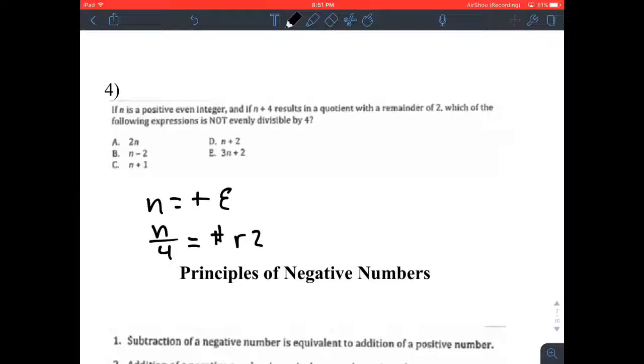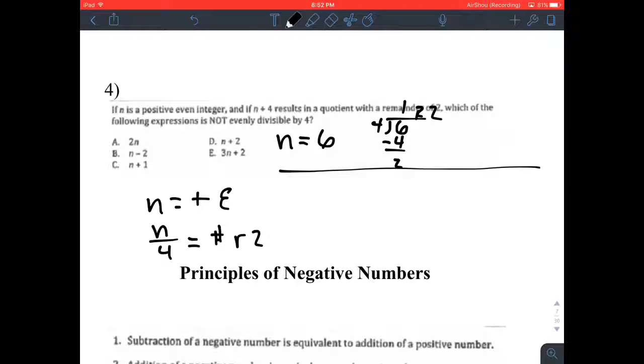Problems like this are easiest if you choose your own number. So we're going to choose a number for n. We're going to pick a number that's even and positive, and if you divide it by 4, you get a remainder of 2. I'm going to choose the number 6. 6 is even and positive. If you divide 6 by 4, 6 divided by 4 goes one time, and there's a remainder of 2. So 6 is going to work for our n.